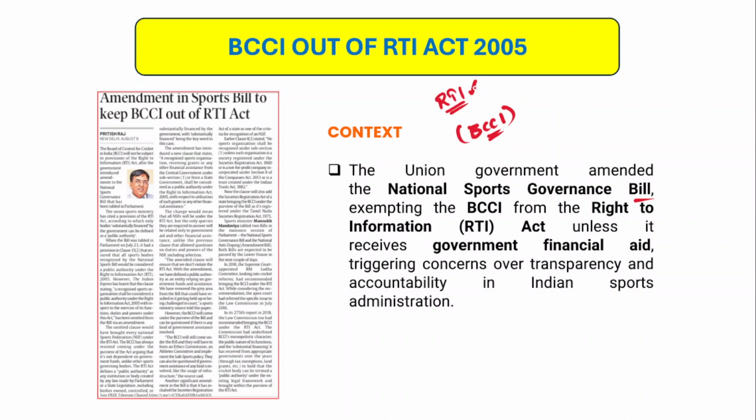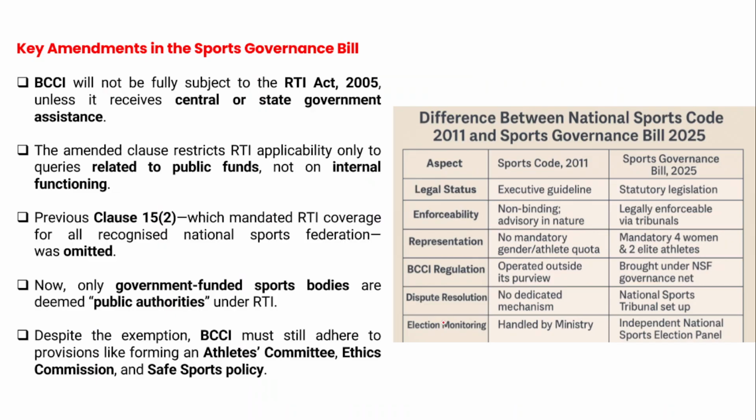So let's understand some details about the Sports Governance Bill and why BCCI is out of the purview of the Right to Information Act. Now, the Union government amended the National Sports Governance Bill, exempting BCCI from the Right to Information Act unless it receives government financial aid, thereby triggering concerns over transparency and accountability in Indian sports administration, right? So if BCCI is out of the ambit of the RTI Act, then it triggers certain concerns regarding transparency and accountability, particularly how BCCI is working.